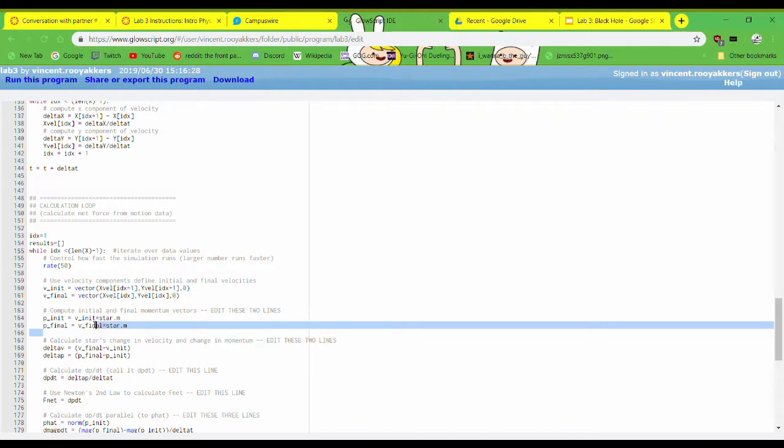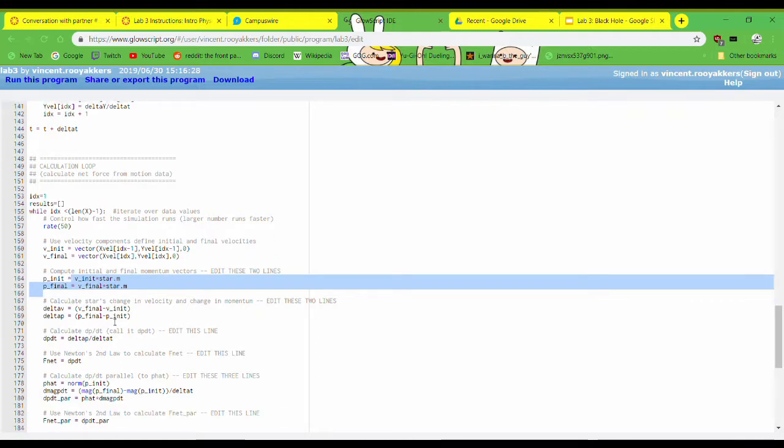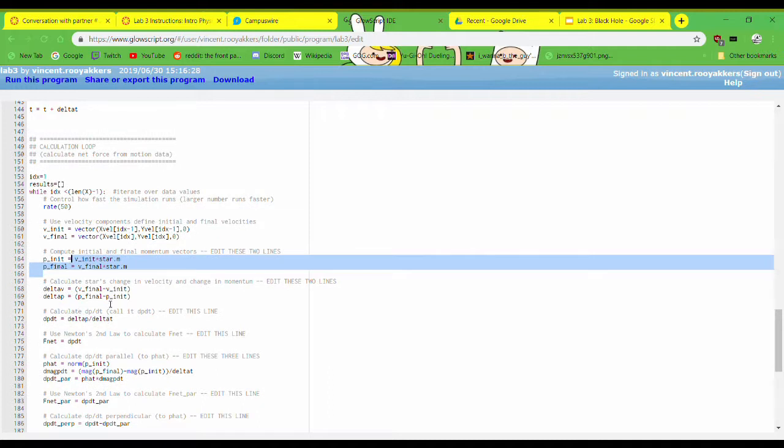This is how I calculated the momentum. Momentum, again, is just mass times the velocity. So we can just multiply the initial velocity by the star's mass to get its initial momentum, and the final velocity of the star, again, by the mass to get its final momentum. We can then use this to calculate the change in momentum, which is important for calculating the change in momentum with regards to change in time.